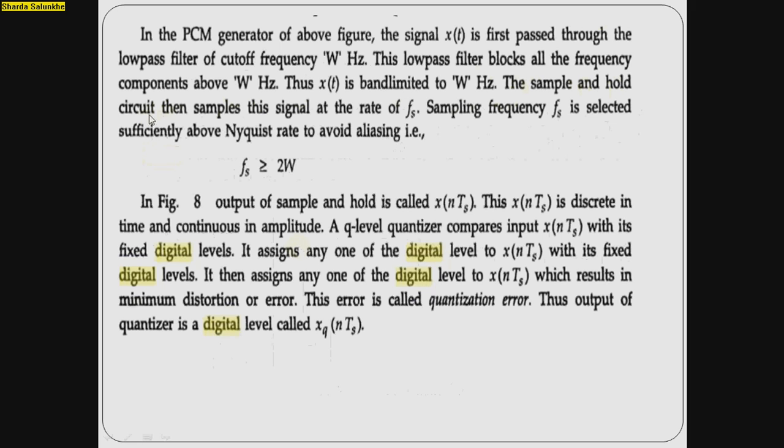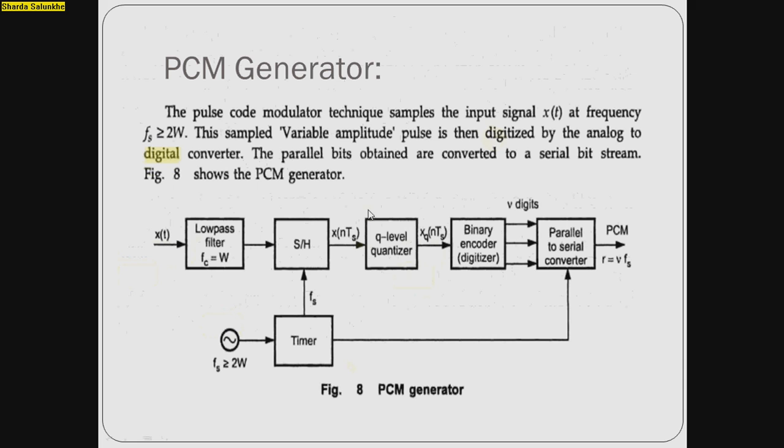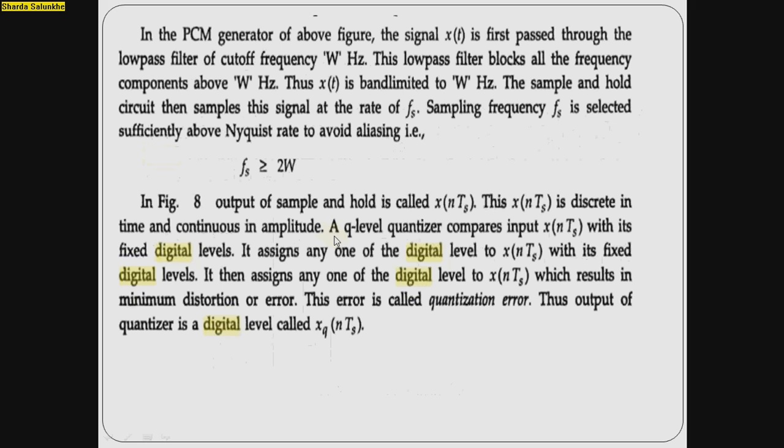This sample and hold circuit samples the signal at the rate of the sampling frequency, and the sampling frequency is selected so that it satisfies the Nyquist criteria or Nyquist rate to avoid aliasing. That is, fs is greater than or equal to 2W. So in this figure, the sample and hold circuit provides the x(nTs) signal. The output of the sample and hold circuit is called x(nTs), a sampled signal. This x(nTs) is discrete in time but continuous in amplitude.